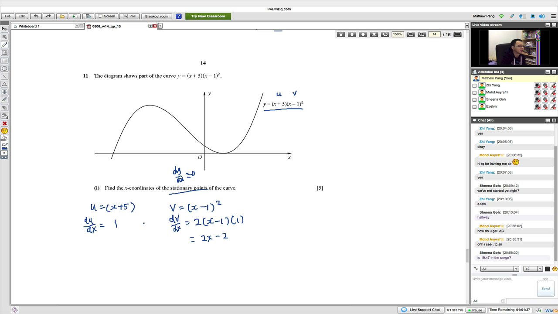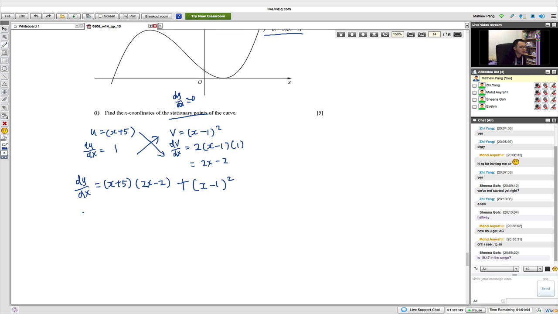Okay, product rule is crossover multiply. So I will write dy dx is x plus 5 multiplied with 2x minus 2 and then plus 1 multiplied with x minus 1 squared. I will not simplify further, I will not expand it, I just straight away make it become 0. So I will get something like this. And this one, I shouldn't multiply the 2 inside because it will make it very hard to solve.